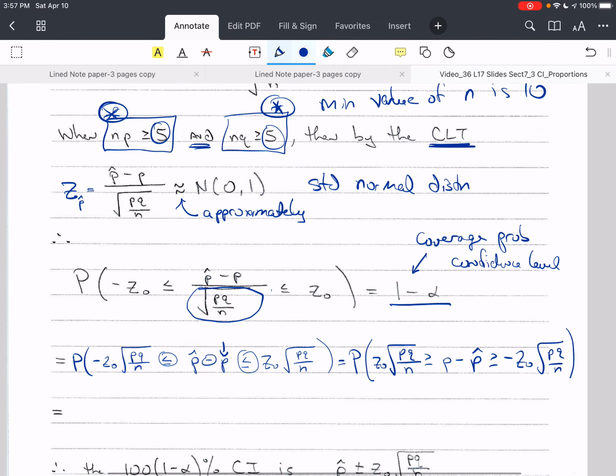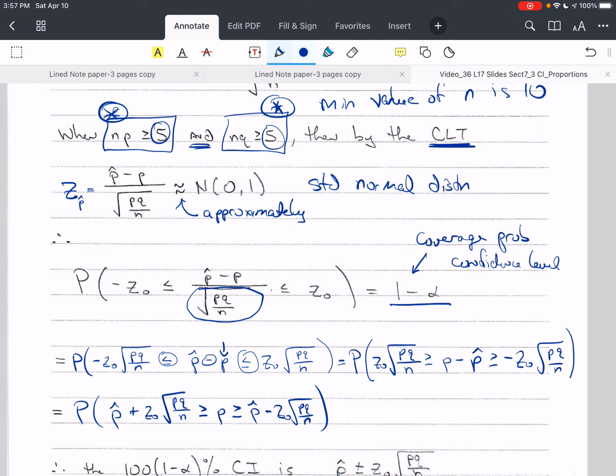And now I'm going to add p hat to all three parts of the inequality. So I have p hat plus z naught square root pq over n is greater than or equal to p, is greater than or equal to p hat minus z naught square root of pq over n.